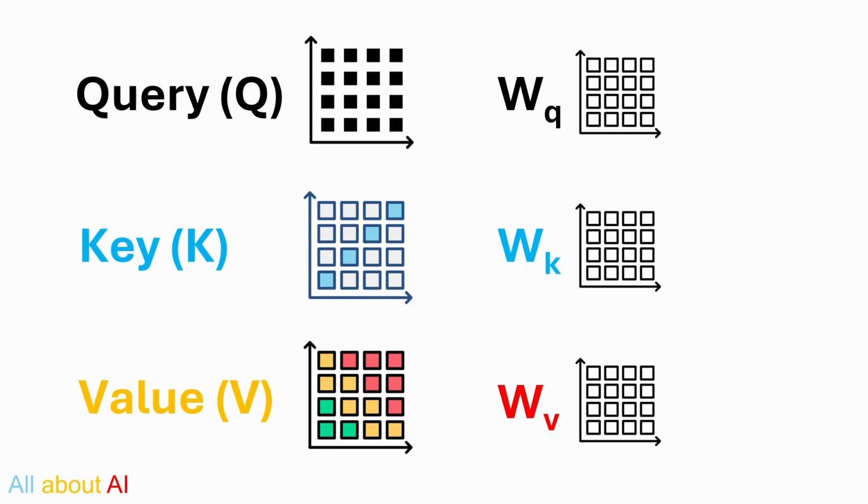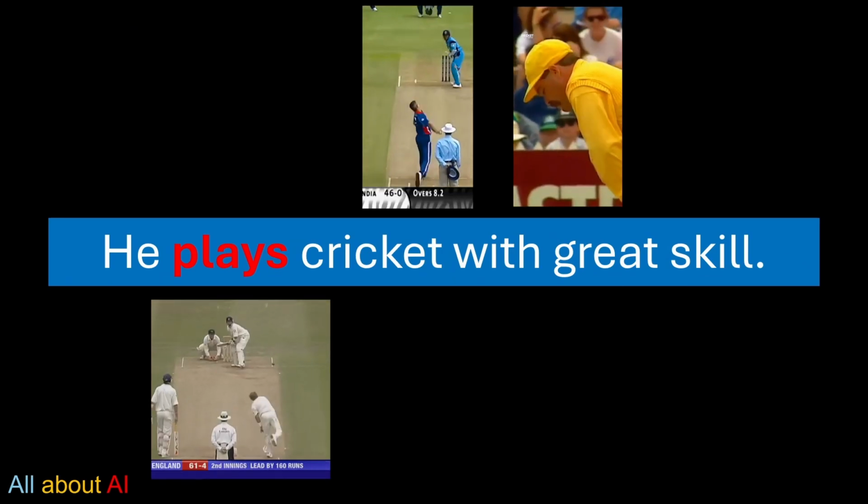But before that, I think it's extremely important to understand how query, key and values work from a real world analogy. Let me try one analogy, and I'm sure after that you will never forget the attention mechanism. But for that you need to pay a little bit of attention. For this analogy, I'll be using the third sentence: He plays cricket with great skill.